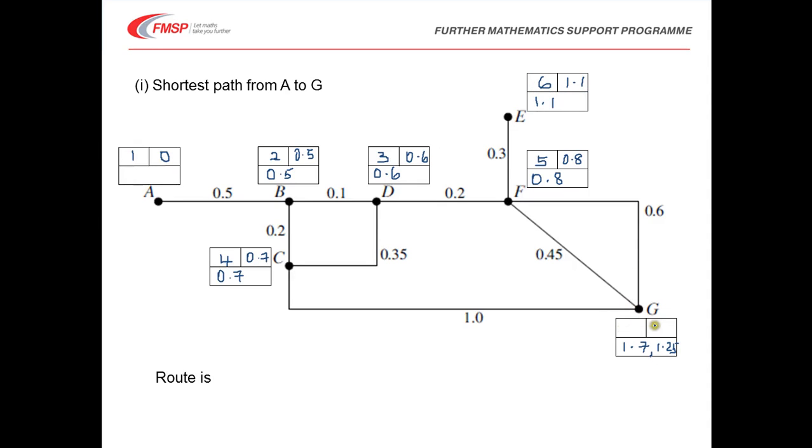And now all we have to do, since the only one now that has not been made permanent is this, which is 1.25, and that is the seventh one. So we now have the shortest distance of 1.25. So the shortest distance is 1.25, and that's kilometres.